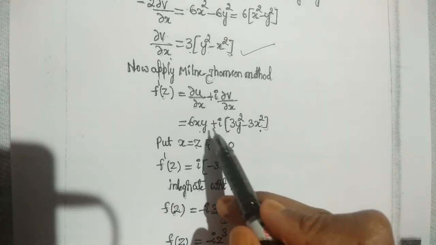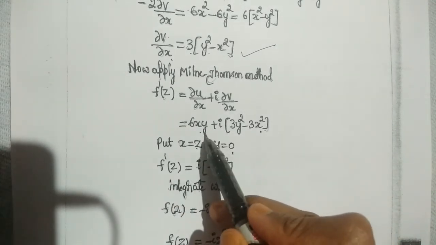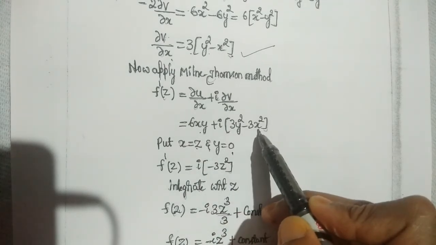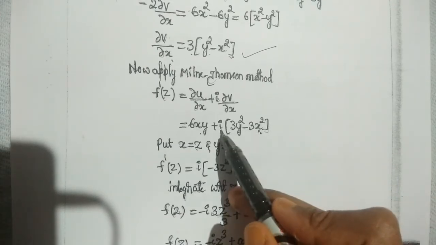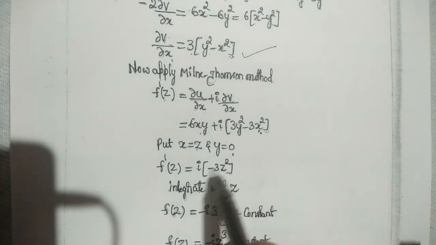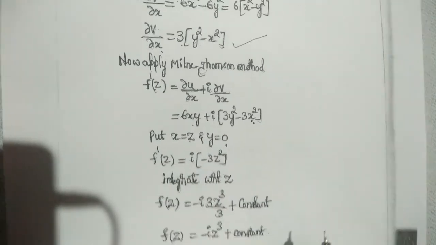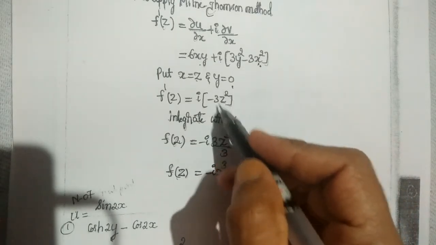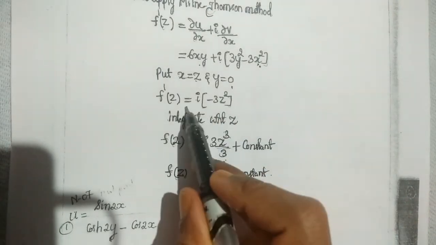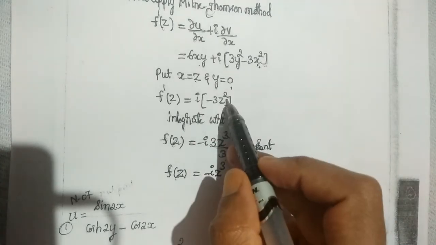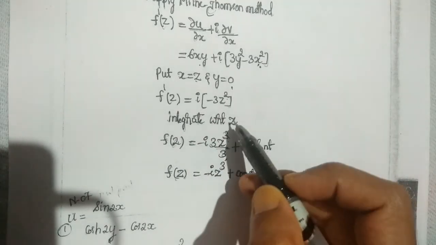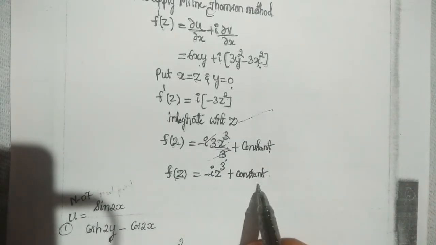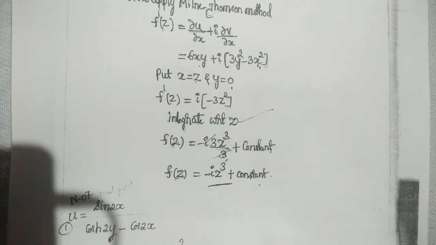So f dash of z is equal to, if you put x equal to z and y equal to 0, the first term becomes 0 and the y square term becomes 0. Here we have x square, which becomes z square, so minus 3z square. Here we have i, so i into minus 3z square. Integrate with respect to z. What you get: f of z is equal to minus 3i, and the integration of z square is z cube by 3, plus an integration constant. Here the 3 gets cancelled, and we remain with minus i z cube plus constant. This is the required analytic function.